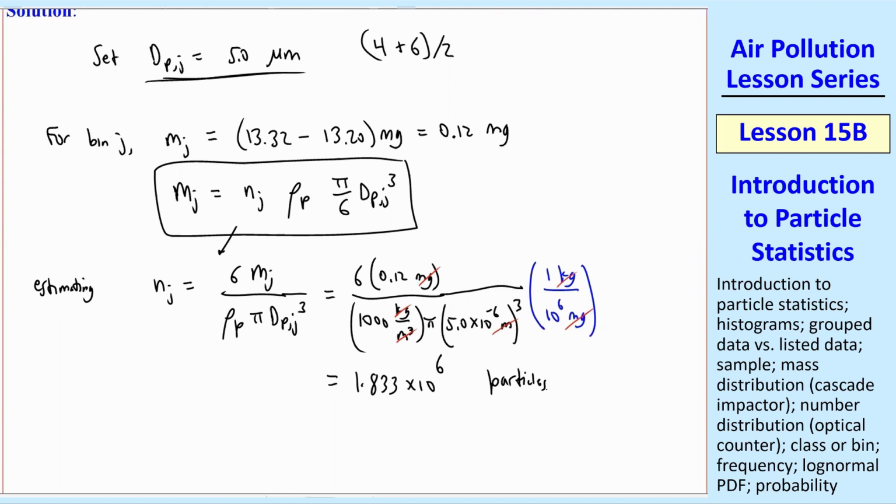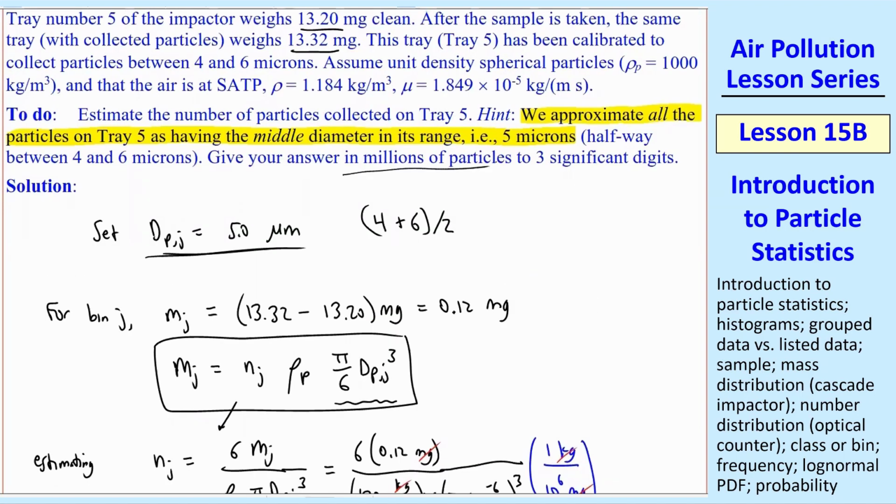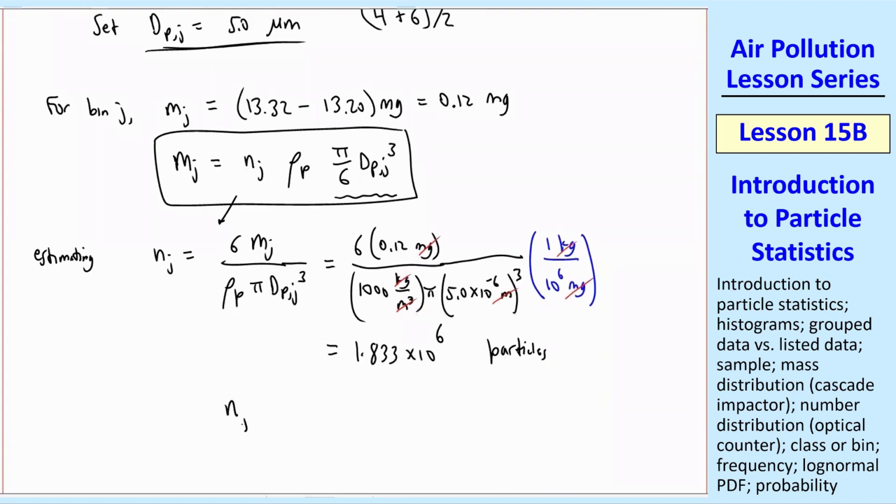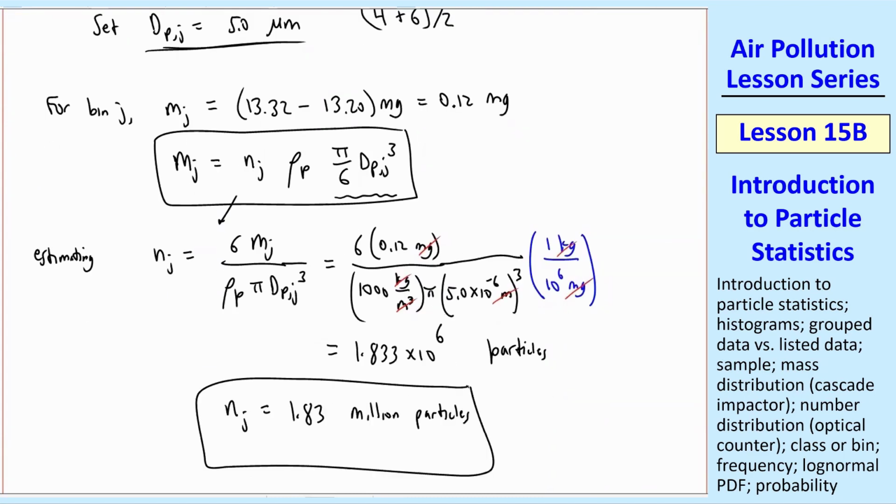If you want to get technical, you can say that this volume is the volume per particle, and then when you divide that out, you get particles in the numerator. Well, I asked for the answer in millions of particles, so my final answer is nj is 1.83 million particles.